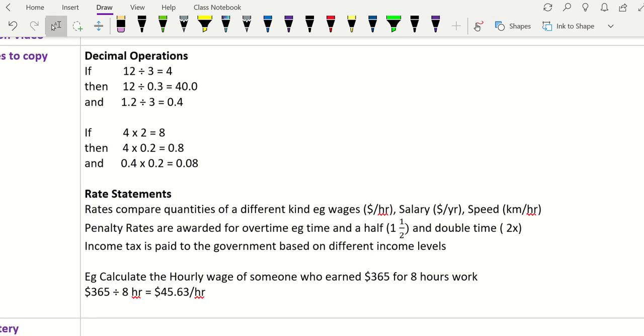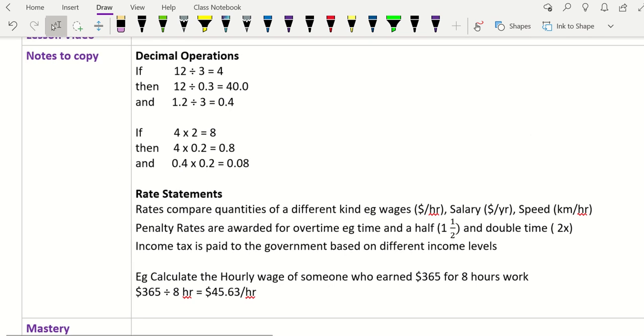Now, rate statements compare quantities of different kinds. For example, wages, which is an hourly thing, so that's typically what tradesmen receive. And you get an hourly wage, and you'll often get overtime, and we'll talk about that soon. A salary is what professionals receive, those people who have gone to university generally. You'll get an annual salary, and it's broken up into a fortnightly wage. And we can also talk about speed, for example, kilometres per hour. That's a rate, and you'll talk more about that in science.